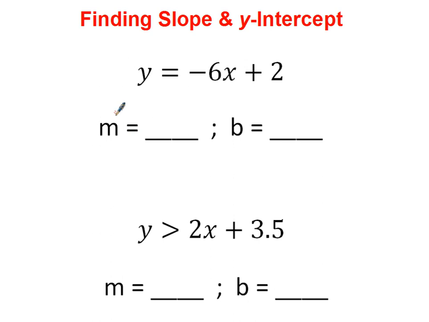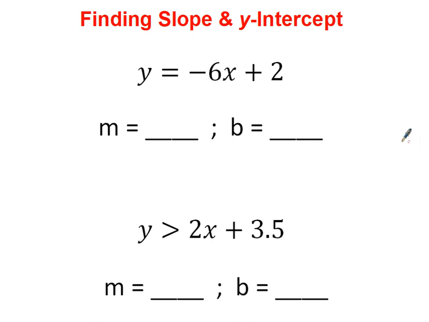When finding the slope and y-intercept from an equation or inequality, you need to make sure the equation or inequality is written in slope-intercept form. That means that the y variable is isolated, and our linear term and our constant term are then on the other side of the equal or inequality sign.